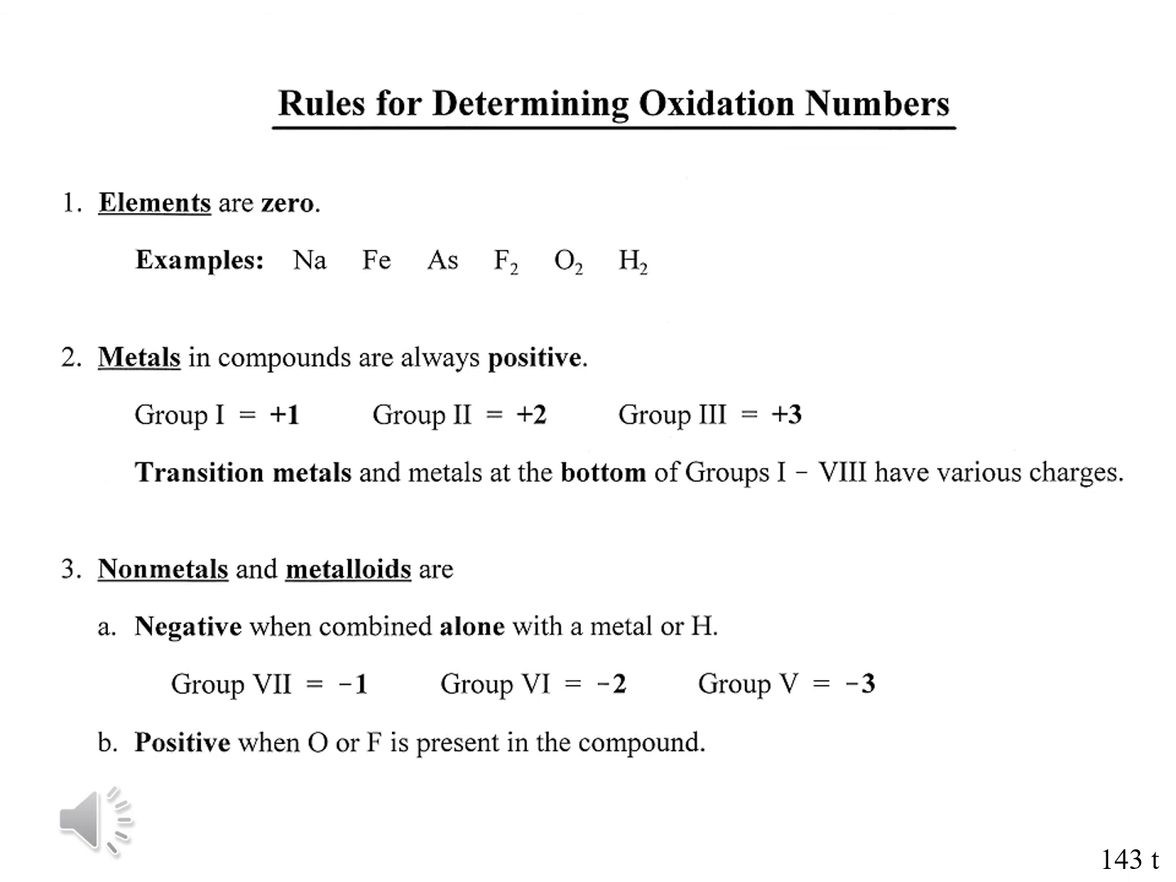The only time when nonmetals and metalloids get those goofy positive charges is when oxygen is present, and also fluorine, but we don't have that much fluorine. See, oxygen is stronger than all of them, and so it pulls electrons away from them. That's when you get things like a +6 sulfur.